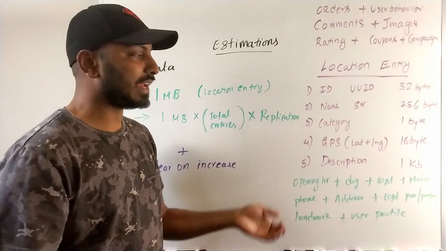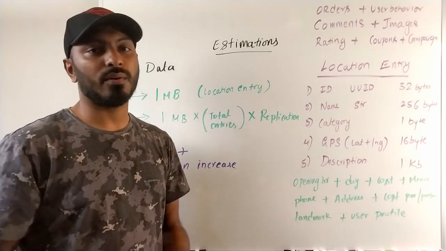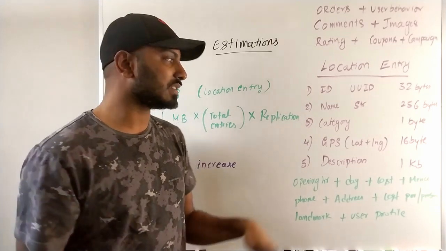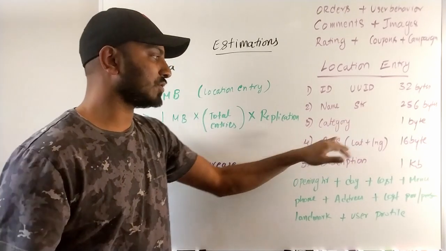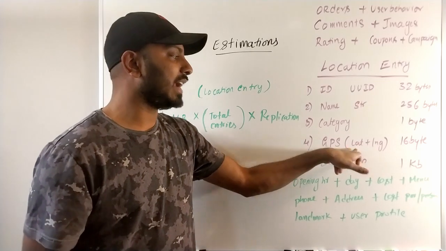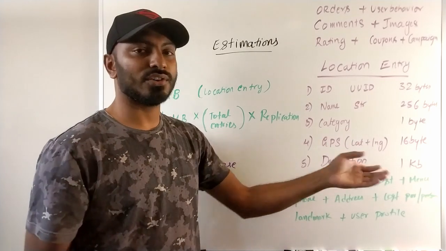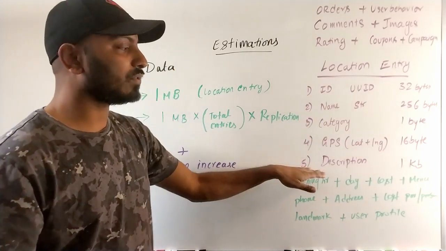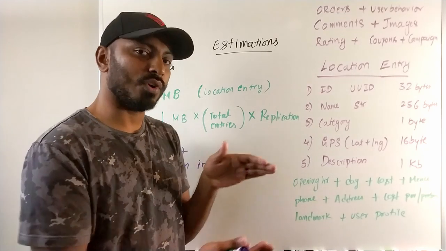And then the name of the place, and what kind of category. Since we'll have only limited categories, we might need just 1 byte of data to store it. And then GPS coordinates, 8 bytes and 8 bytes for latitude and longitude, so we might need 16 bytes. And for description, it's up to you how much you want to support.